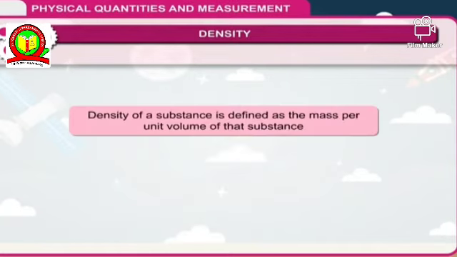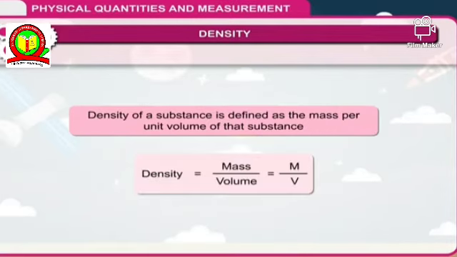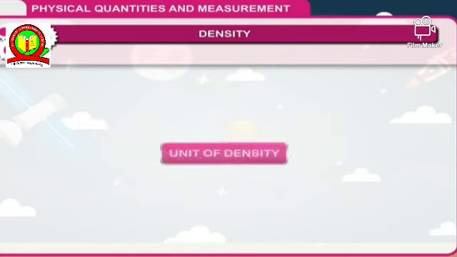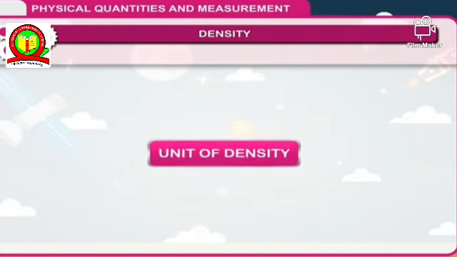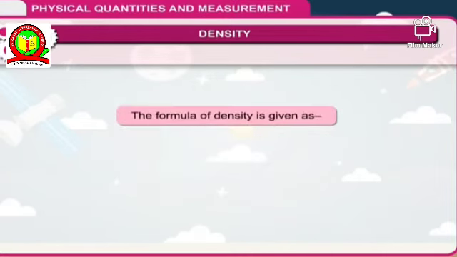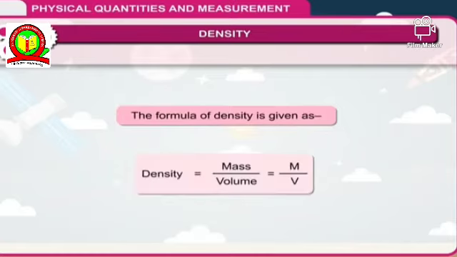Density. Density of a substance is defined as the mass per unit volume of that substance. Density is equal to mass divided by volume, is equal to M divided by V. Unit of density. The formula of density is given as density is equal to mass divided by volume, is equal to M divided by V.